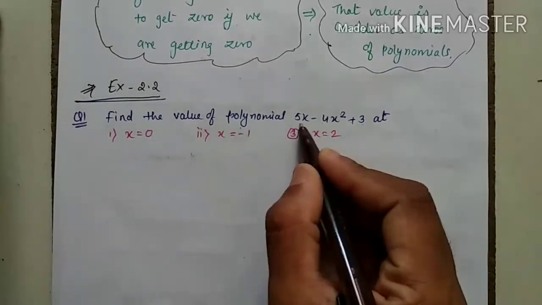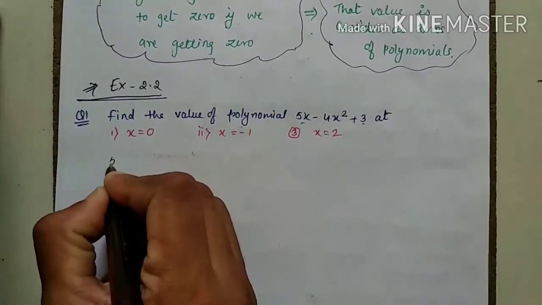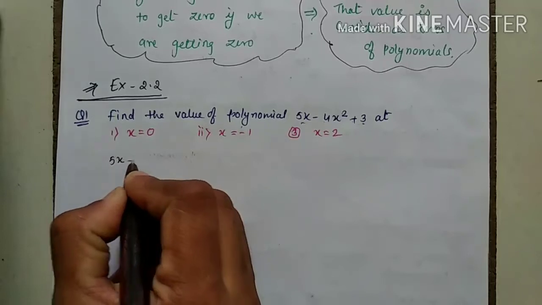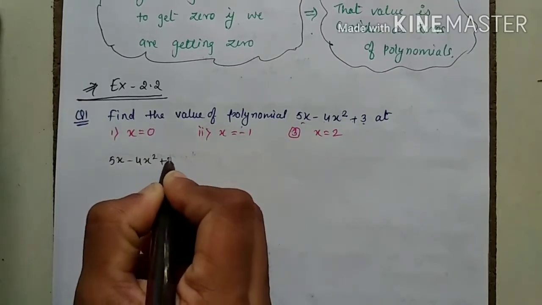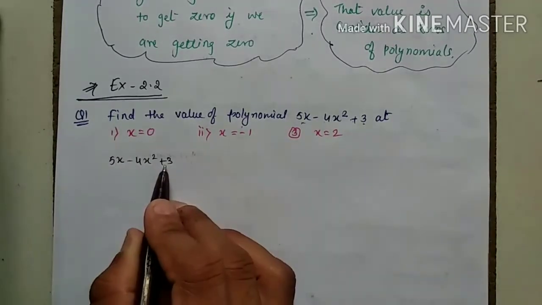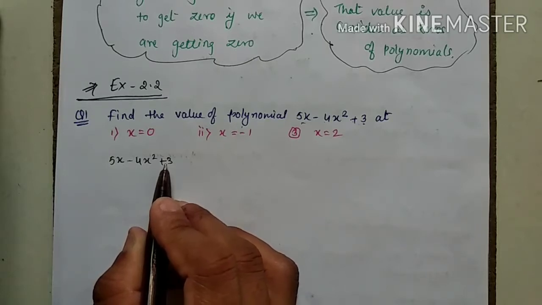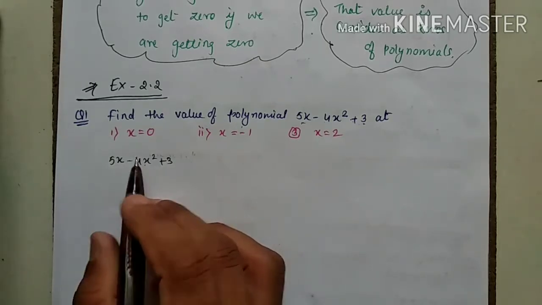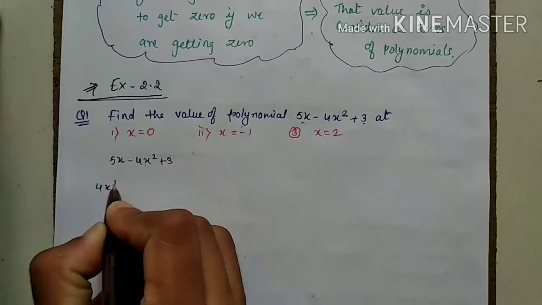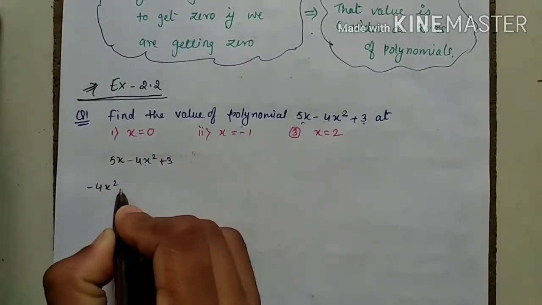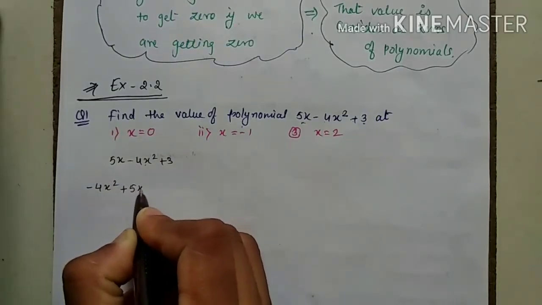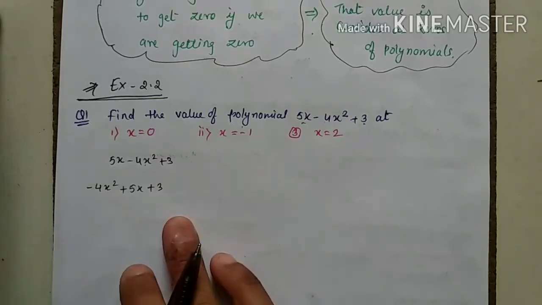Just see, this is the polynomial given, so write it as it is again: 5x minus 4x square plus 3. First of all, I will arrange this in the proper sequence, which means the highest power will come first. So minus 4x square plus 5x plus 3. This is the question you are getting.